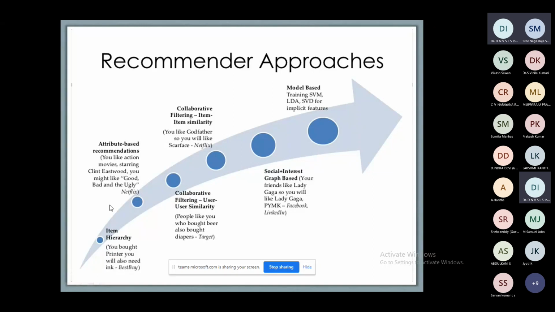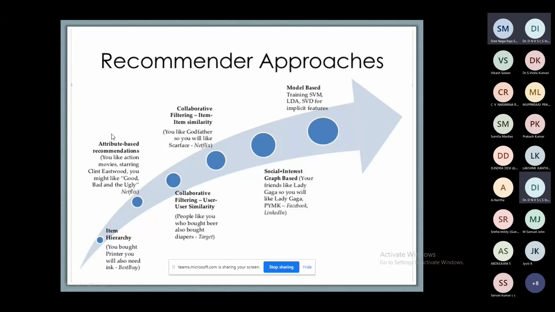Then coming to attribute based recommendation. You like action movies starring Clint Eastwood, so you might like The Good, the Bad and the Ugly, like this. So if you like action movies starring a particular actor, attribute based recommendation works like this.